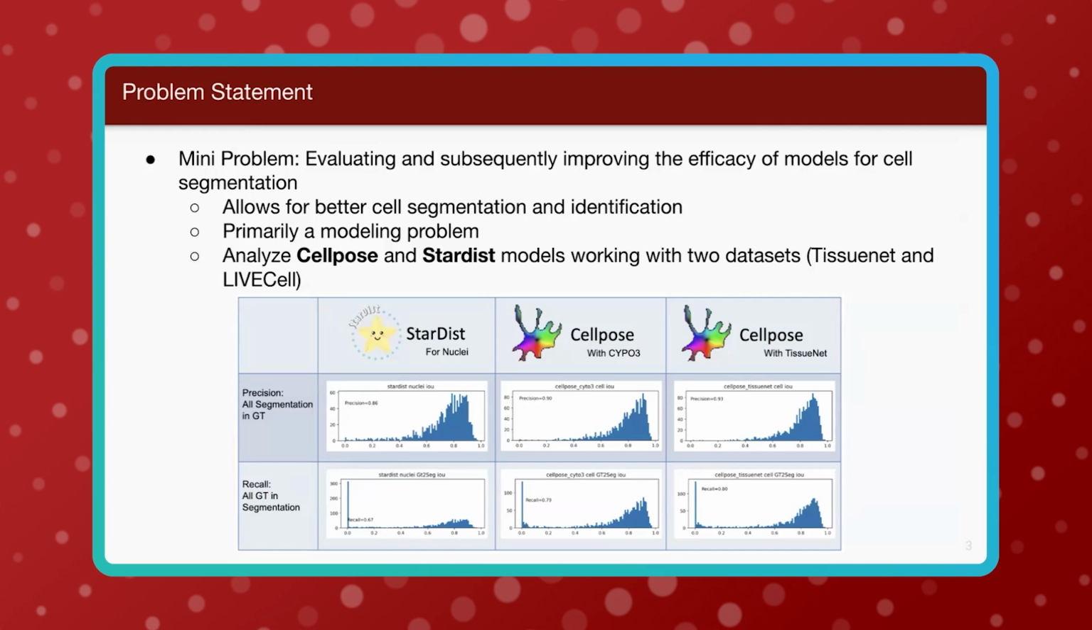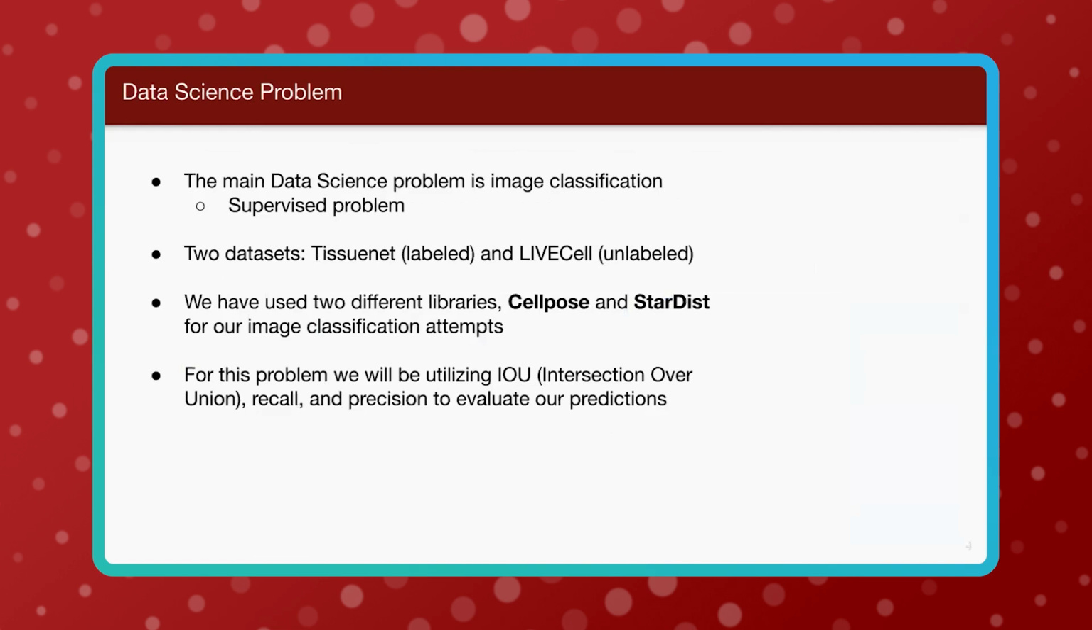You can see in the left column this is StarDist, and on the right two columns we have Cellpose and Cellpose with TissueNet. These plots are intersection over union, which we'll discuss in a little bit. The main data science problem is image classification, which is a supervised problem. There were two datasets, TissueNet, which is labeled, and LiveCell, which is unlabeled. We used two different libraries, Cellpose and StarDist, for our image classification attempts. We will be utilizing intersection over union, recall, and precision to evaluate our predictions.